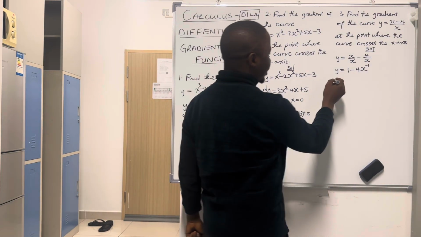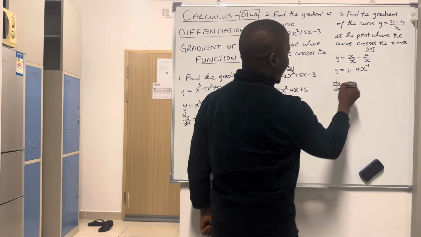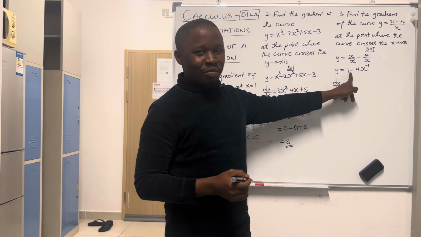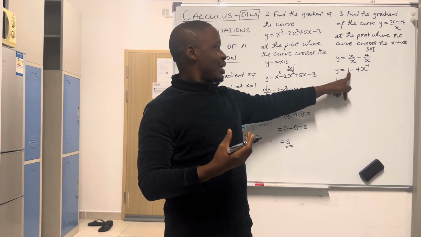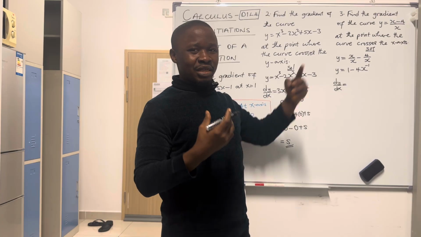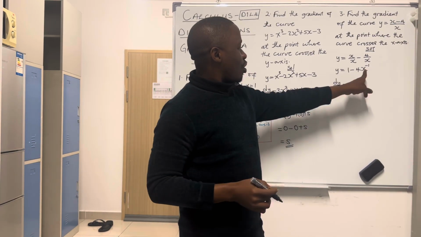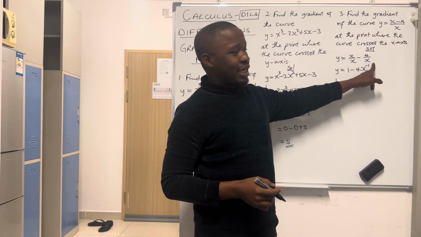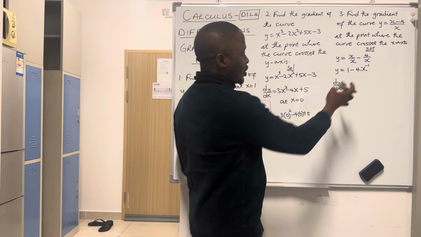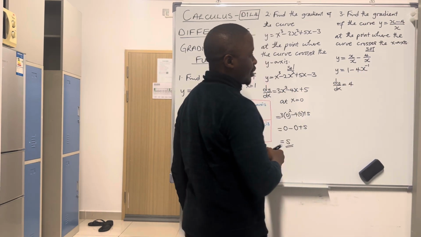So now we differentiate dy over dx. This term does not contain x. That makes it a constant term. Differentiating a constant term gives us 0 all the time. So we forget about this. We come to this. The power of the variable is minus 1. The coefficient is minus 4. So minus 1 times minus 4 is simply 4.